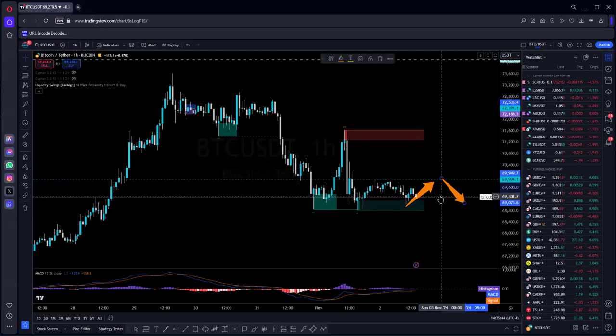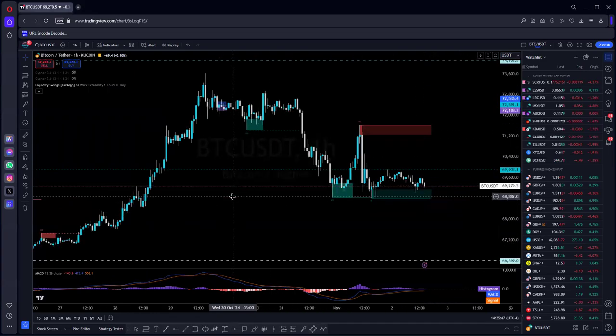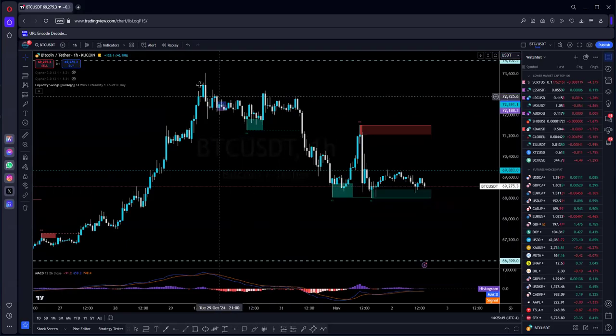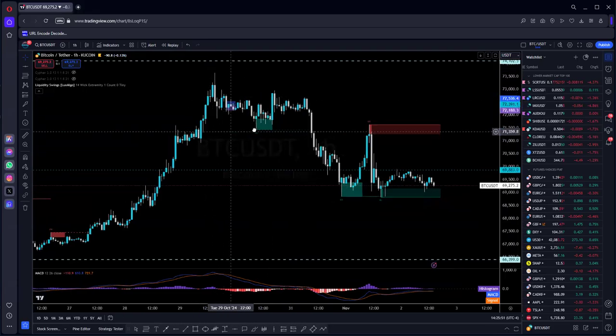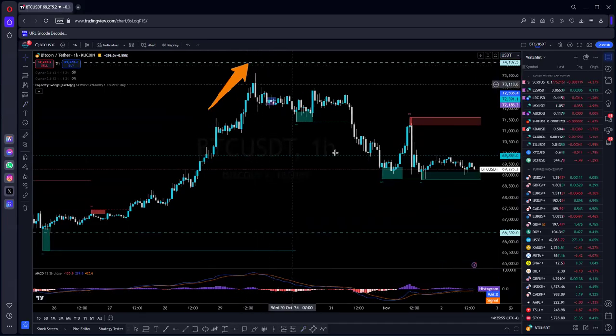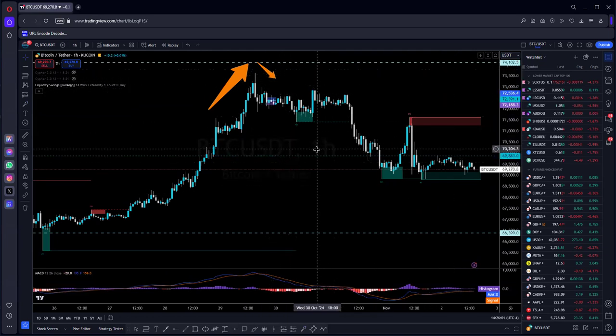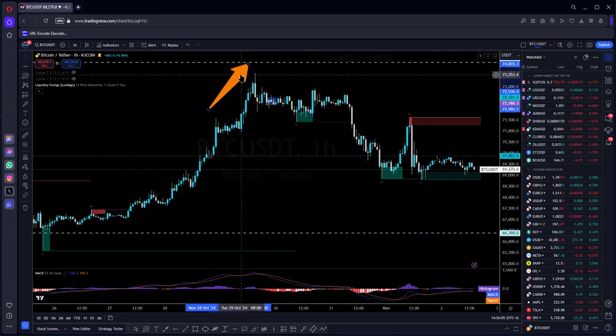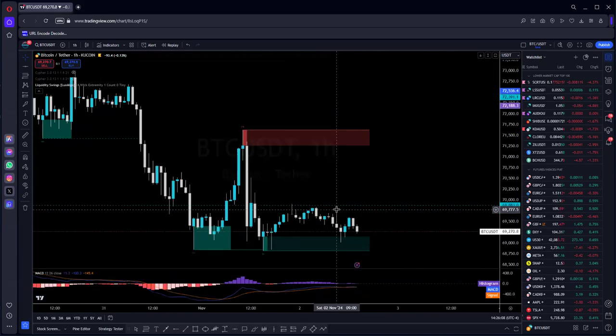A good example of where you guys could have potentially placed a sell limit order was when we were hitting near all-time high. So all-time high was at 74,000, and it's pretty obvious that we weren't going to break it. There was just not enough momentum. So you guys could have placed a sell limit order right below, and that would have been a good potential area to place the trade.